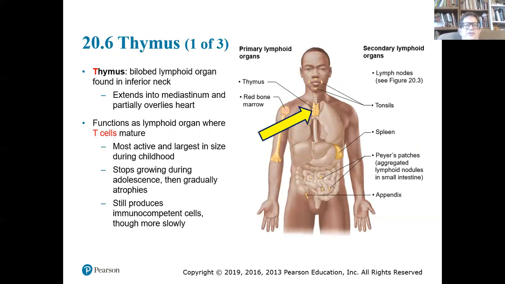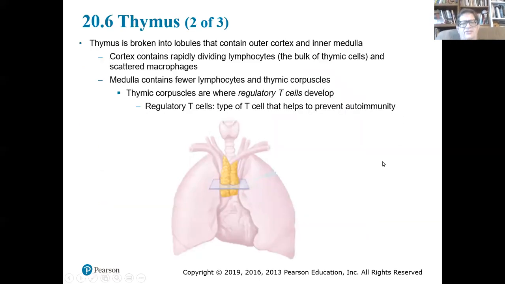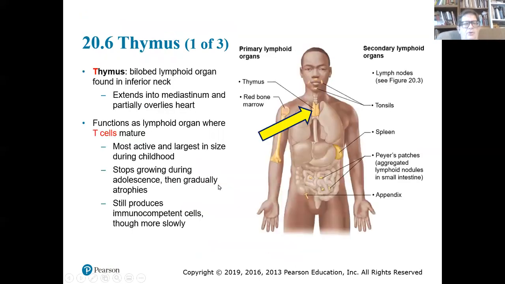All right, so the thymus, we already said that's where the T cells are going to grow up. So it is bilobed. That means you can see it's divided into two pieces. If you look at the next picture, you can see it better. Two lobes. Okay. So it's a bilobed lymphatic organ in the inferior neck, the lower part of the neck, and it extends into the mediastinum, the space in the middle of the chest, and partially covers the heart.